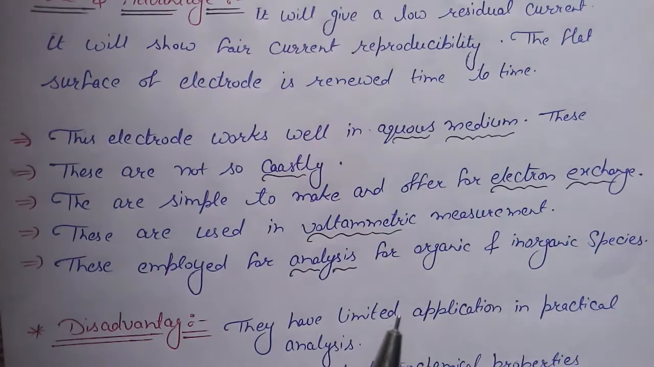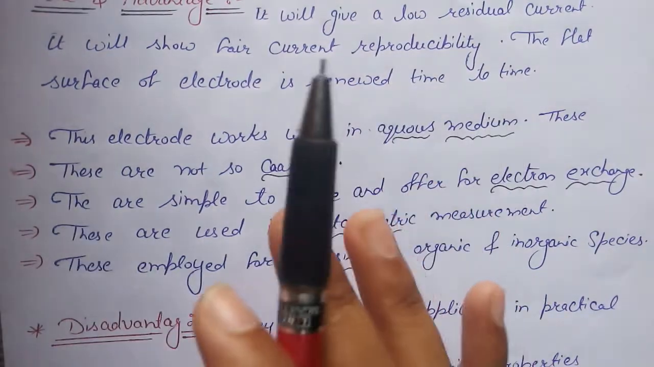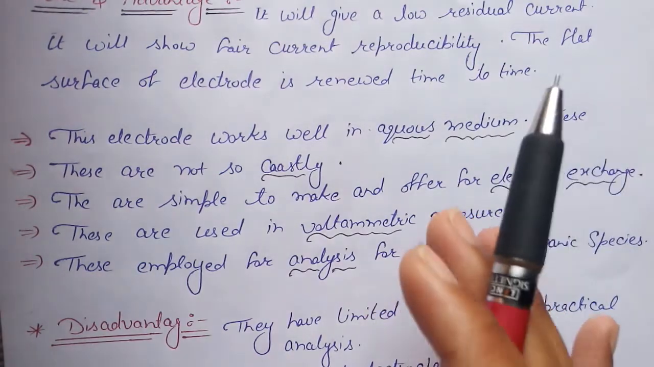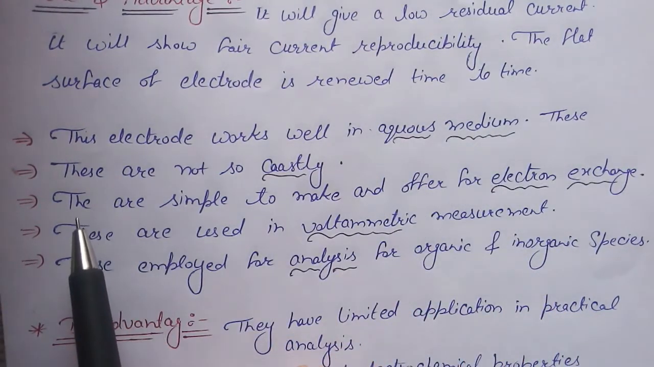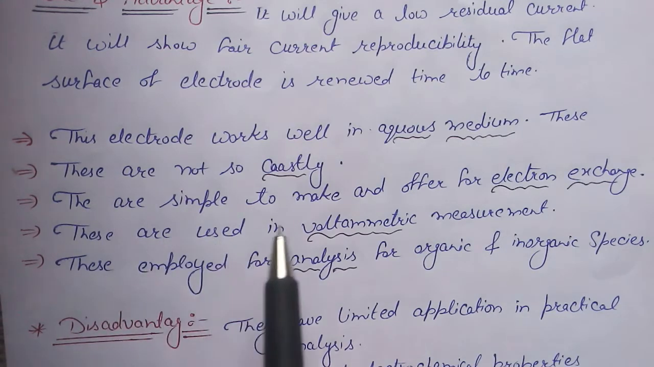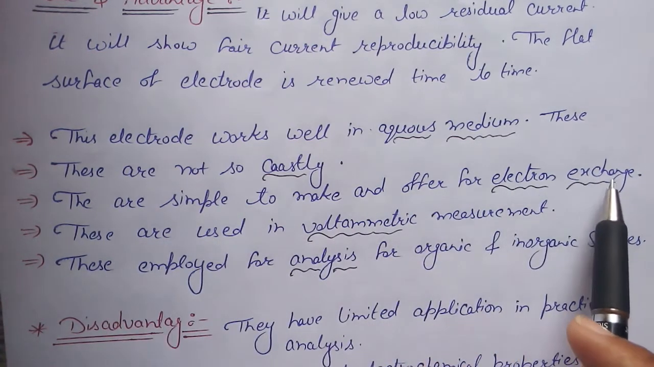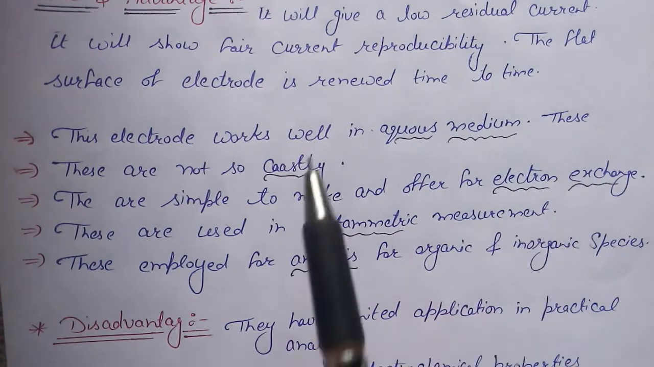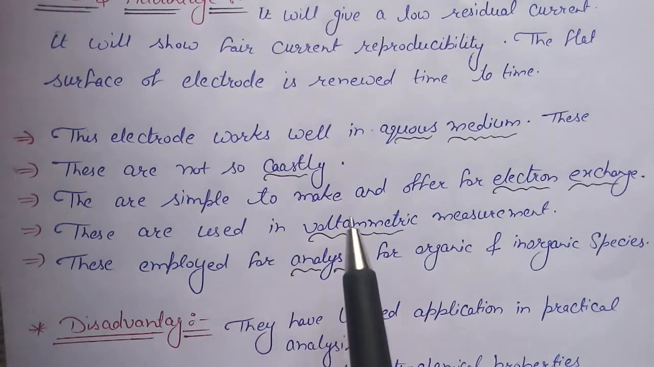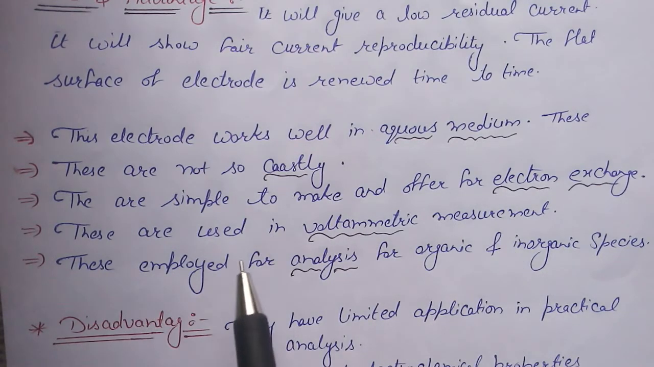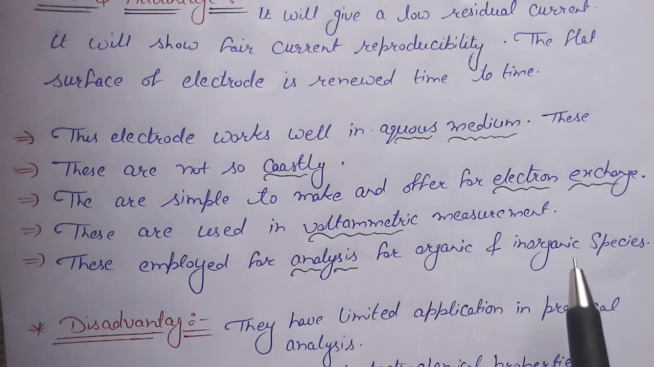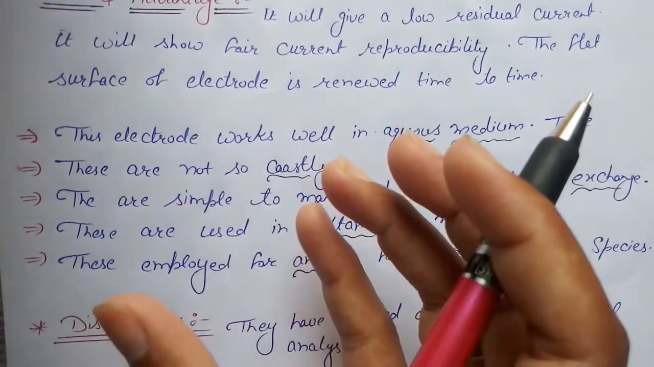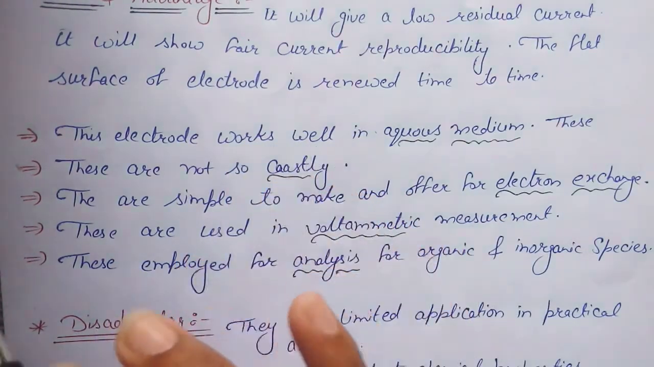So in most labs, carbon paste electrodes are generally used in polarography. These are simple to make and suitable for electron exchange processes. These are used in voltammetric measurements. They are employed for the analysis of organic and inorganic species, so they are usable in both conditions.